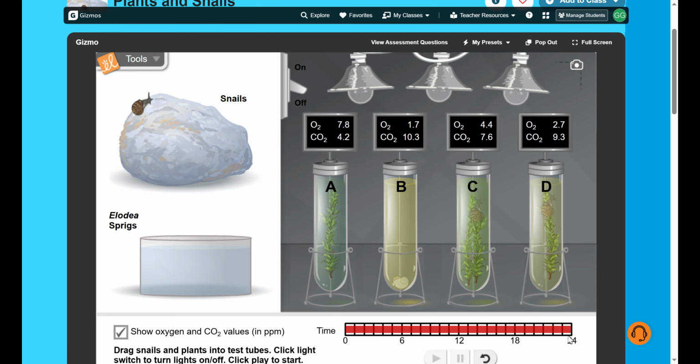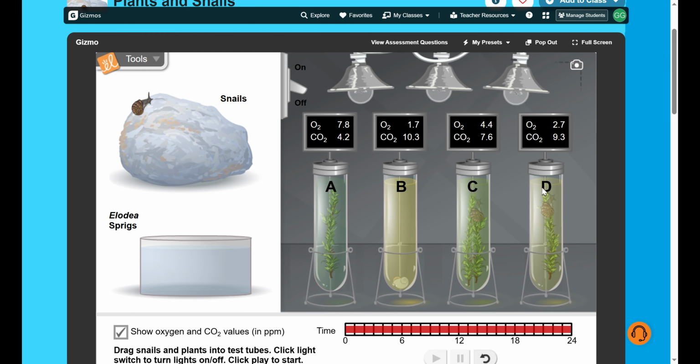So now at the end of the experiment, after 24 hours, of which there was 12 hours of light and then 12 hours of darkness, we can see that test tube B, where there was only a snail, is now very acidic, fully yellow. There is a lot of carbon dioxide and relatively little oxygen. That's why the snail has died, and has now fallen to the bottom of the test tube.